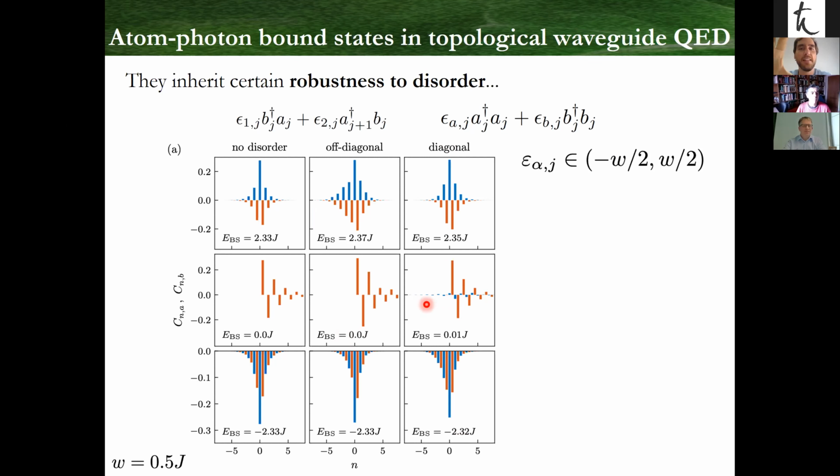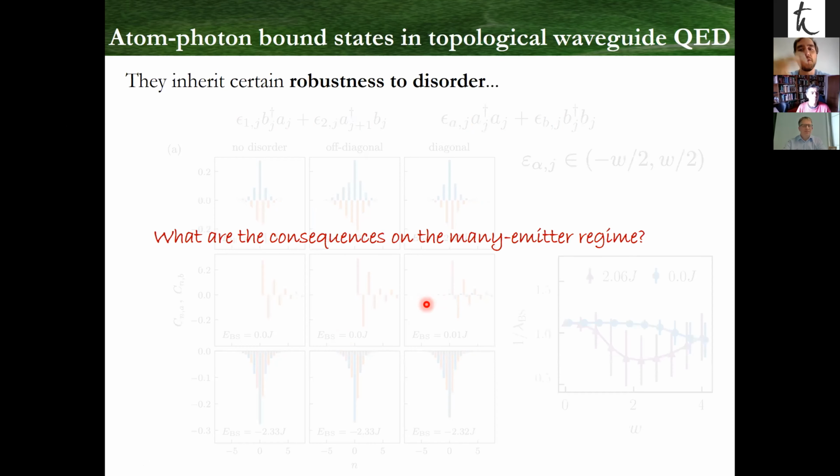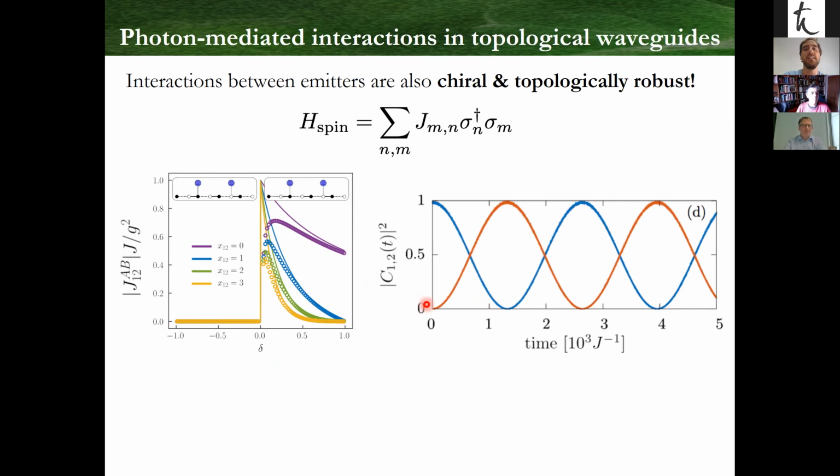So what is nice is that this is not only a single emitter feature, because when you go to many emitters, the interactions that I was mentioning inherit the shape of the bound states. In particular, here we plot the weight of these dipole-dipole couplings as a function of this small delta parameter at a fixed distance. And you see that depending on the sign of delta, it will be zero or non-zero. Of course, this interaction will be decoherence-free. So if you put an excitation in one emitter, you will have perfect coherent exchange between the emitters.